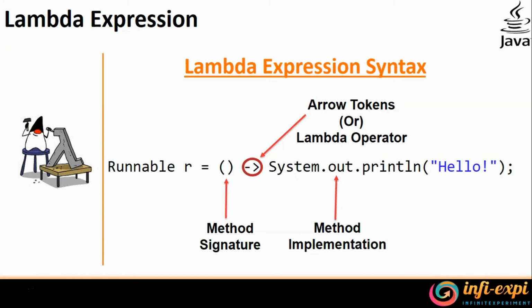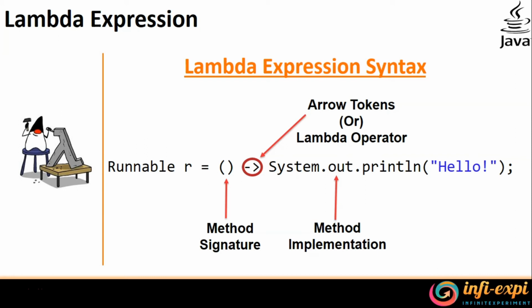The dot notation is replaced with an arrow token, which is called a lambda operator. And your m reference, like x plus y or x plus 1, the expression we defined for the lambda calculus function. Similarly here, you have the method implementation. You're actually defining the run method implementation here, and it's a one-liner statement. If you wanted to write multiple lines for it, yes, of course you can do it.